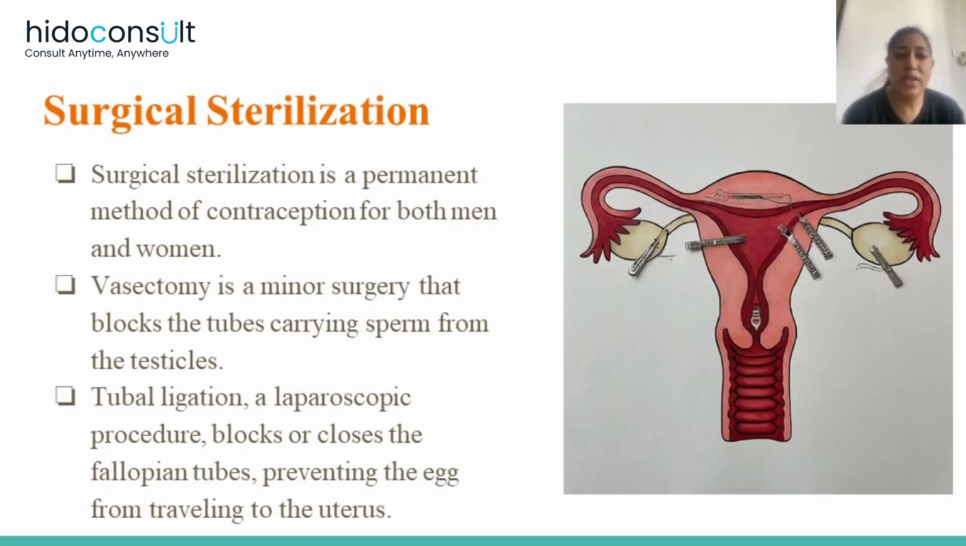Now talking about surgical sterilization. Surgical sterilization is a permanent method of contraception for both men and women. In men, what we do is a vasectomy. It is a minor surgery that blocks the tube that carries the sperm from the testicle. And in females, tubal ligation. It is a laparoscopic procedure that blocks or closes the fallopian tube, preventing the egg from traveling to the uterus.